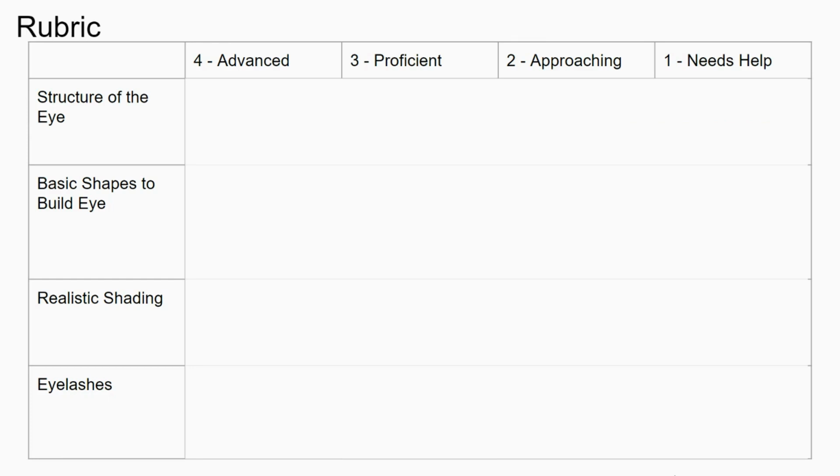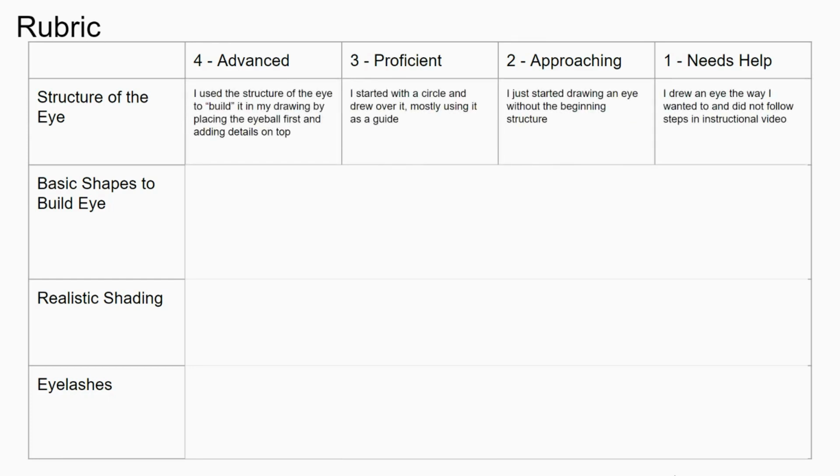class. So the rubric for this assignment, once we are done drawing our three eyes on our practice sheet, I've got the rubric all laid out for how you're going to be graded on each thing. You're going to be graded on the structure of the eye. So we'll start with number 4, that's advanced. I use the structure of the eye to build it in my drawing by placing the eyeball first and adding details on top. If you are in the needing help category, that means you drew the eye the way that you wanted to and you did not follow the steps in the instructional video.